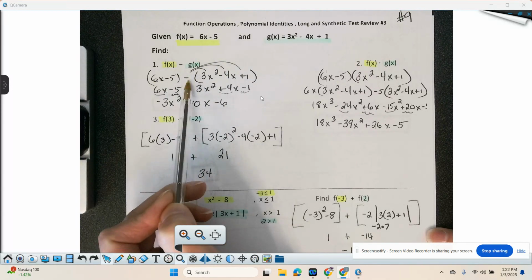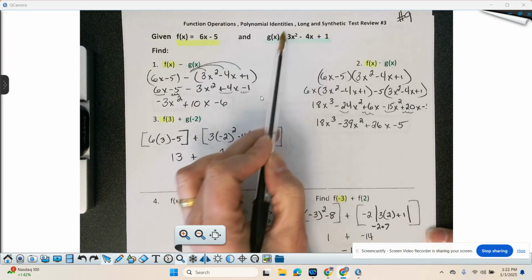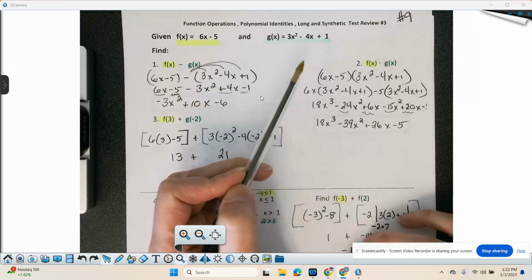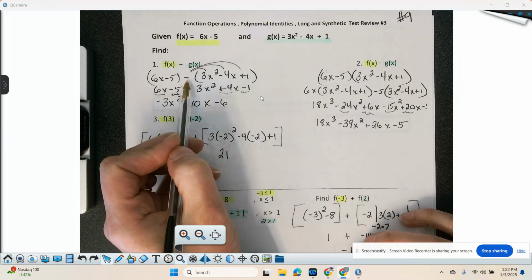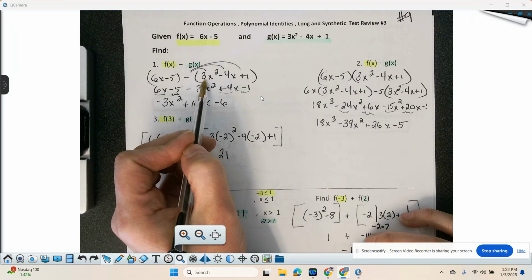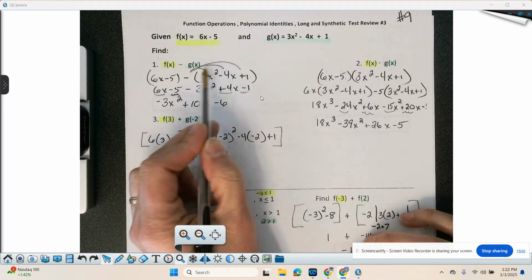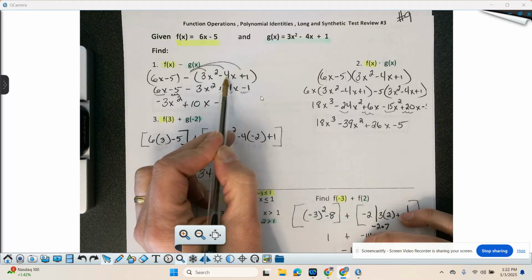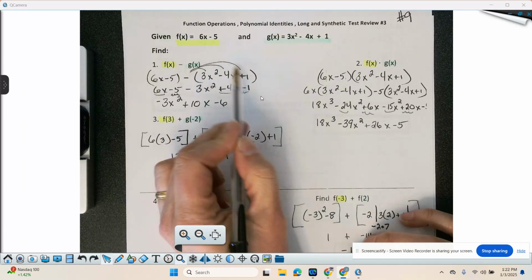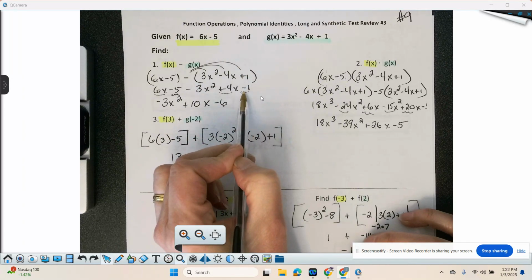Then we're going to subtract this whole g of x, so it's minus with parentheses around all of your g of x, because you are subtracting every single thing that's in that parenthesis. So this is subtracting a 3x squared. Notice it says minus 3x squared. You're distributing that negative sign in. Negative negative becomes a positive 4x. A negative positive becomes a negative 1.